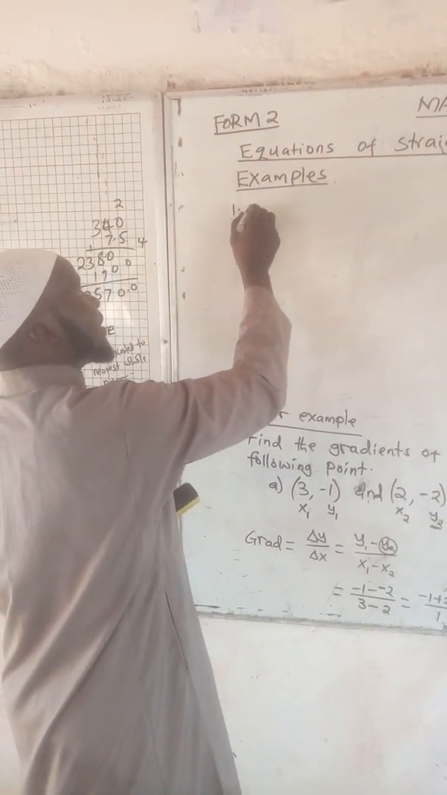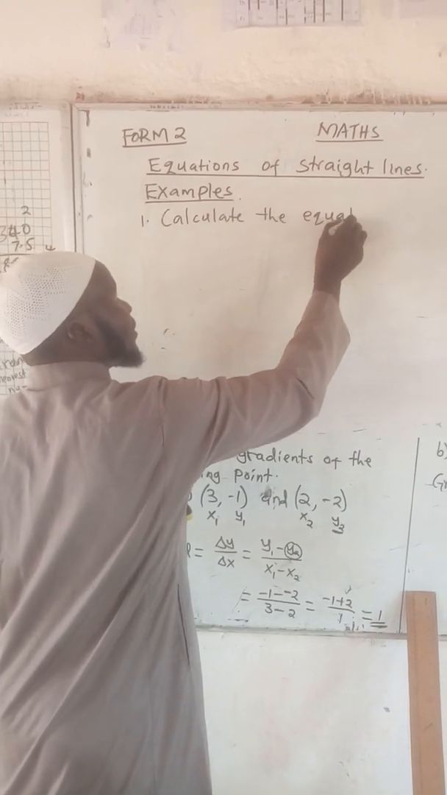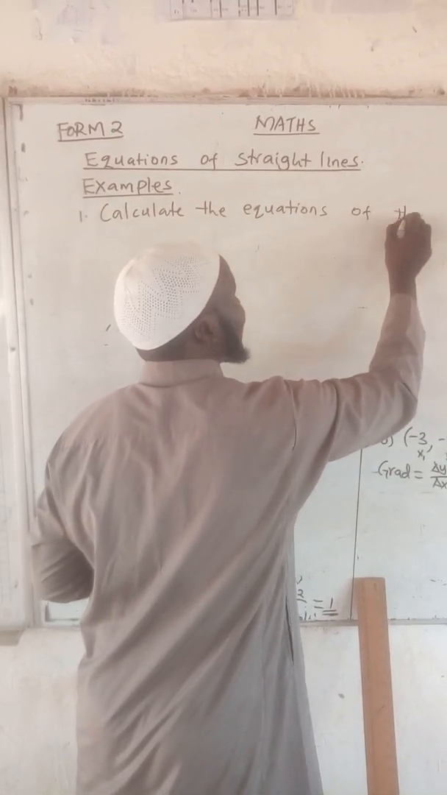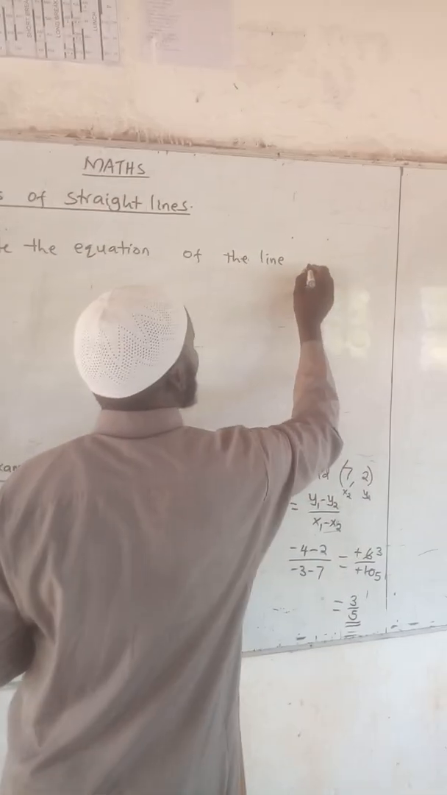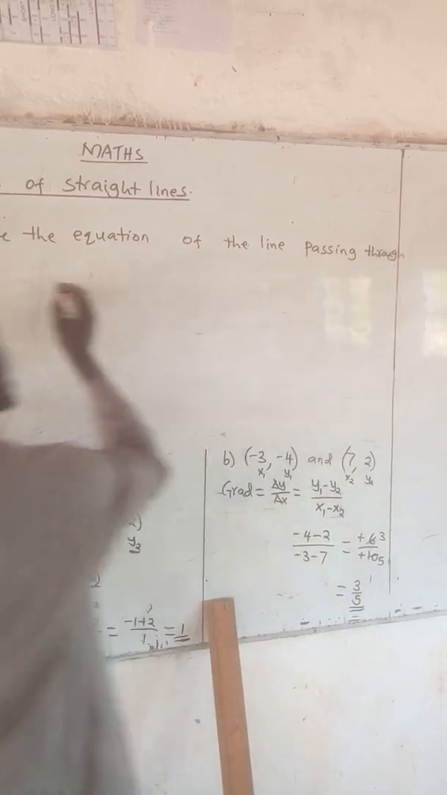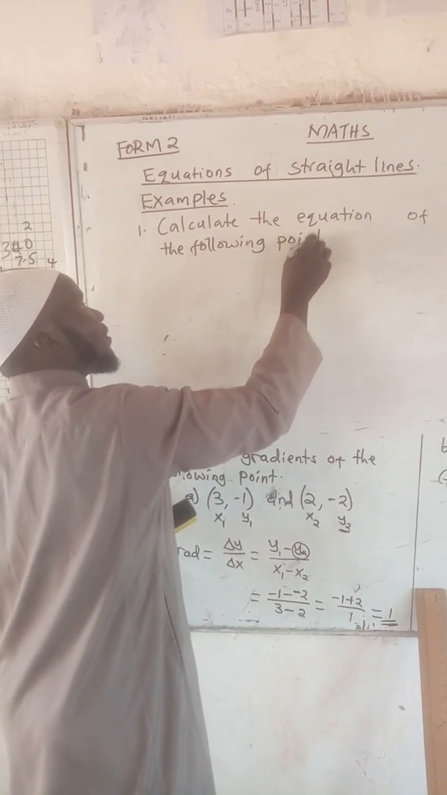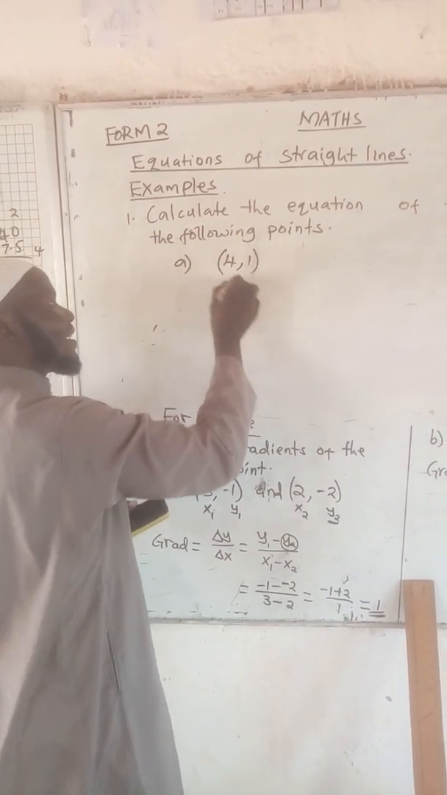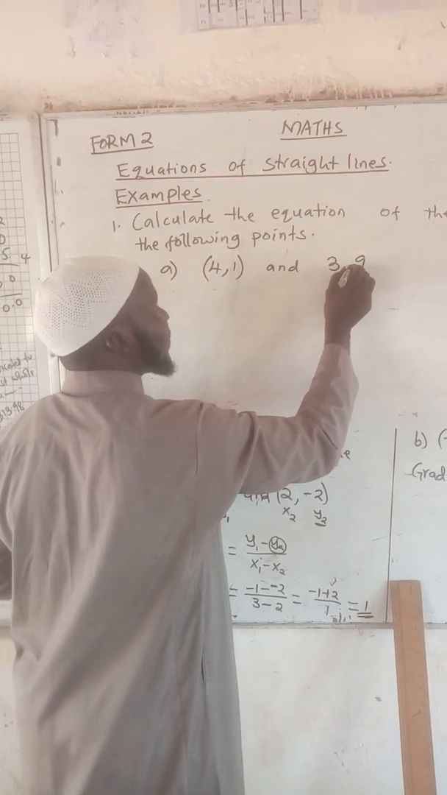Let's write that. Calculate the equation of the line passing through the following points. A, let's say 4, 1 and 3, negative 9.